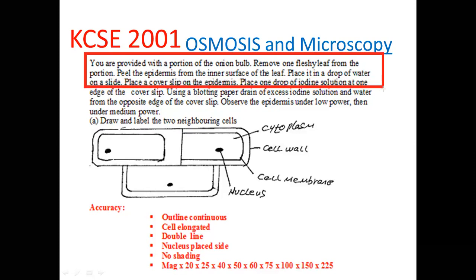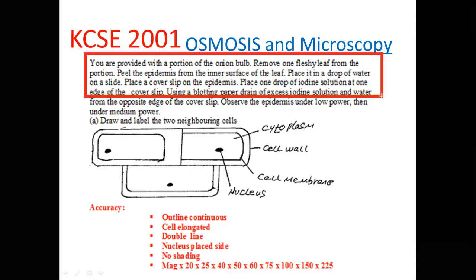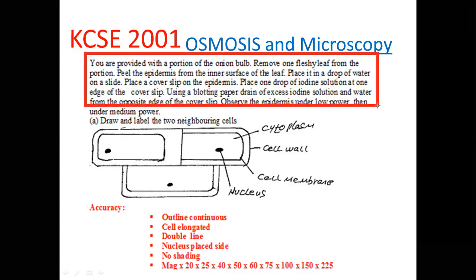Then after they peel the thinnest section, they are to place a drop of iodine on the edge of the cover slip. Then using a blotting paper, they drain excess iodine solution. Then after they have made that slide and the cover slip is already in place, they were to add water on the edge of the cover slip. You know, the slide is already made. They add water on the edge. And they were to repeat the same now with salt solution. So that now we have two slides.